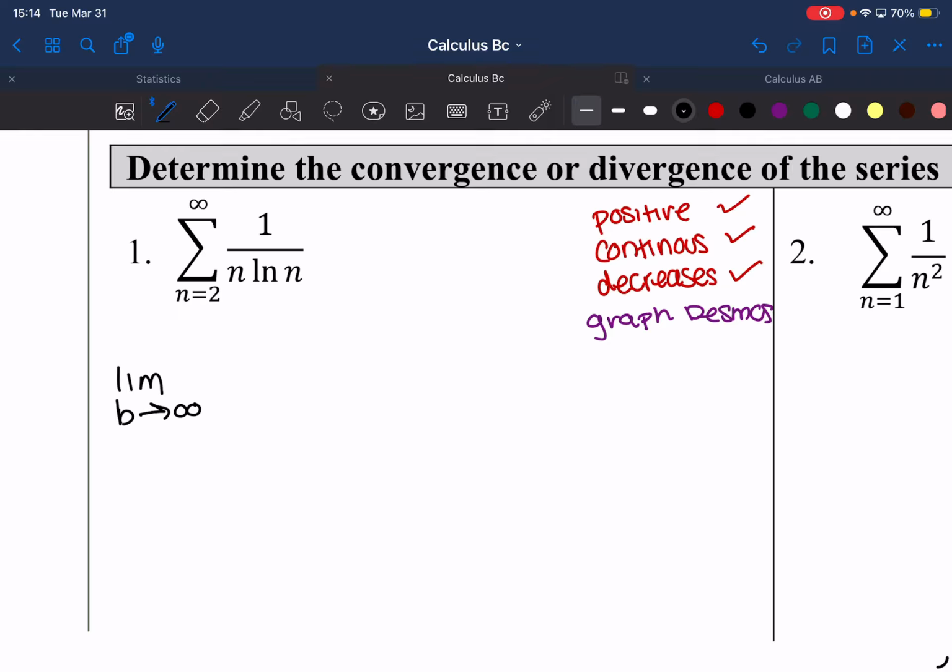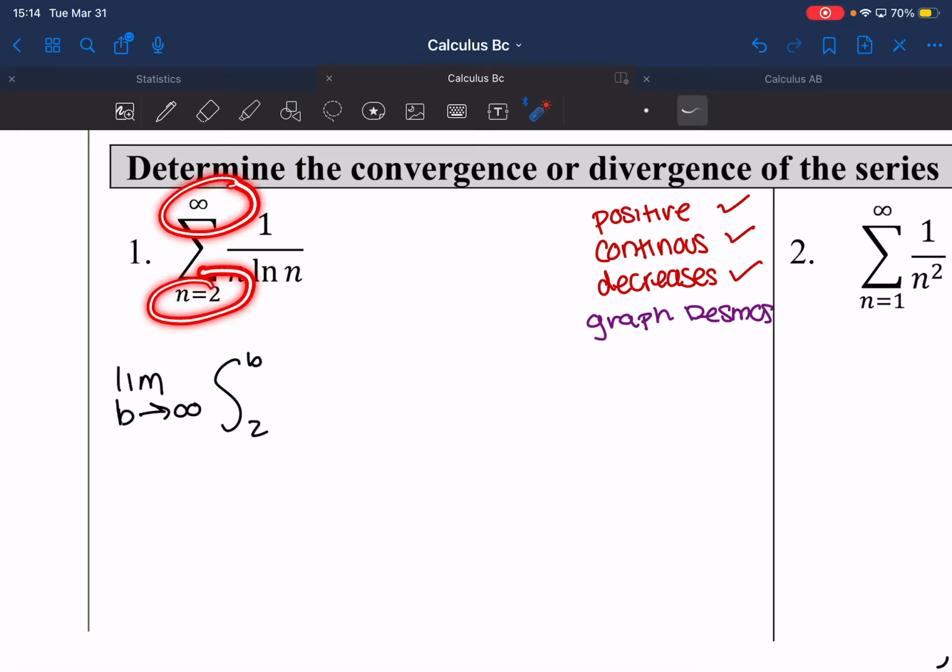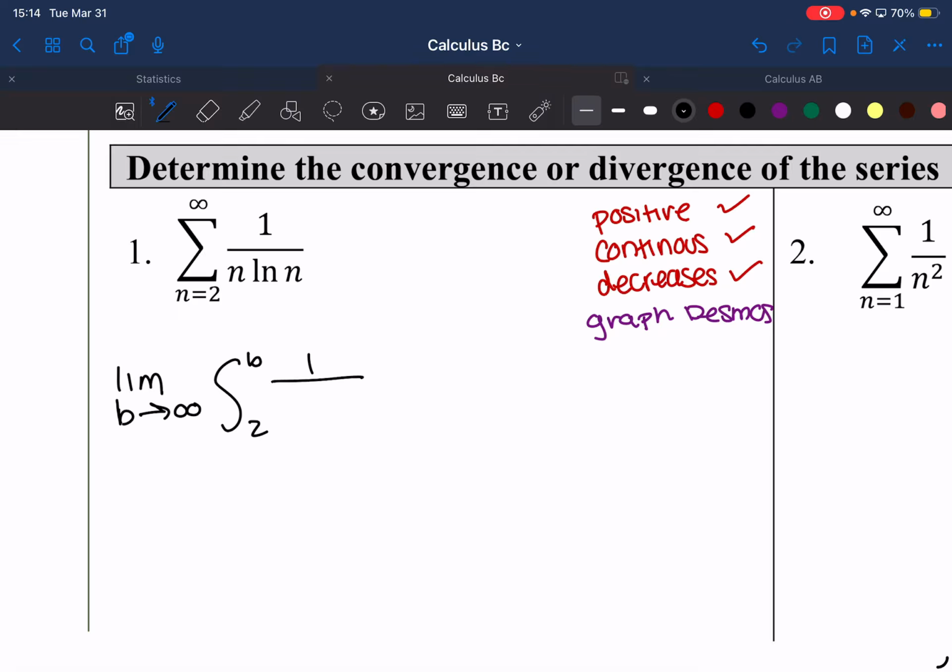Okay, so we are actually looking at the integral from 2 to b. So notice this 2 came from here, the n equals 2, and we're going to infinity, which we said is b. So we just write 2 to b. And then I write out the entire thing, 1 over n natural log of n, and then dn, because we're looking at an integral. Okay, so I convert that summation to the limit of this integral. Then I need to just integrate.